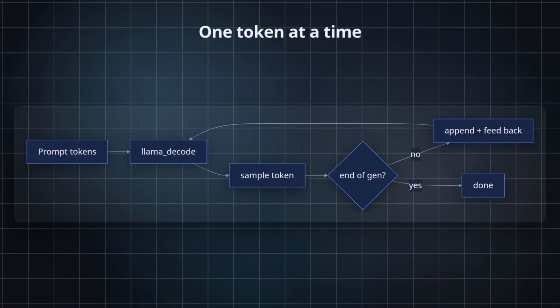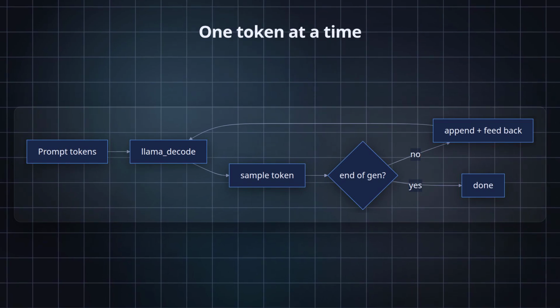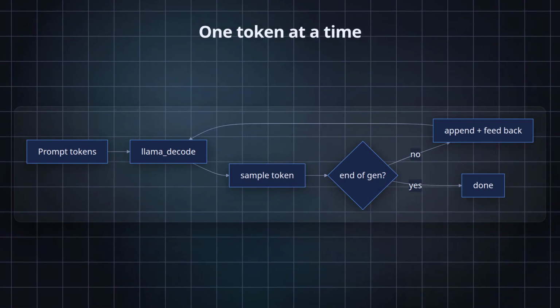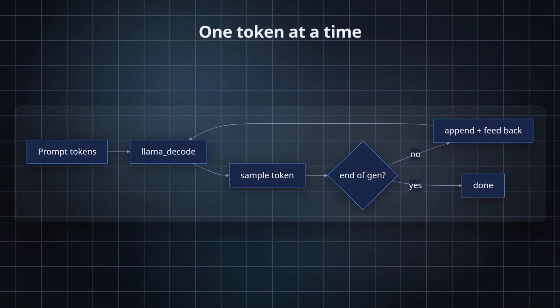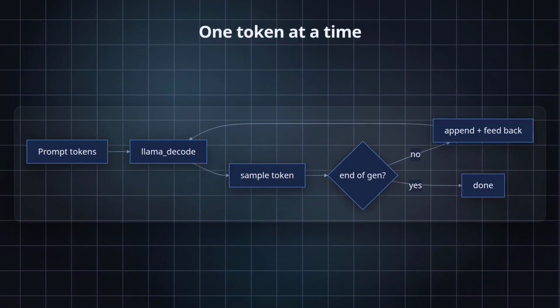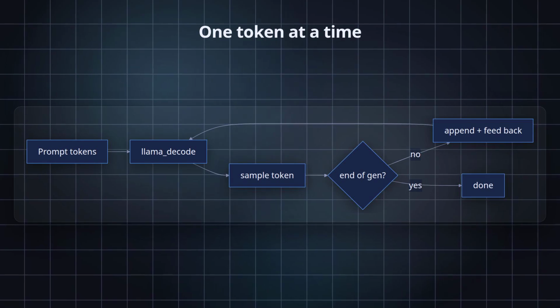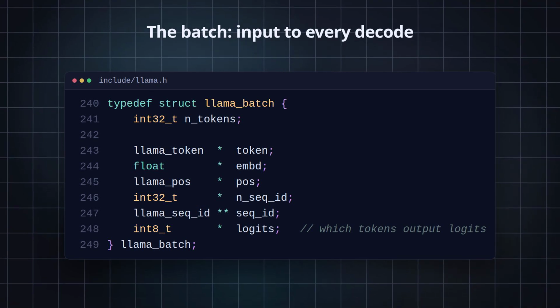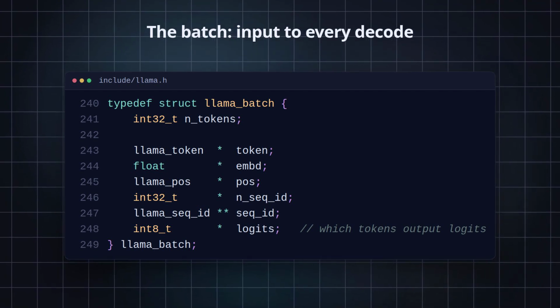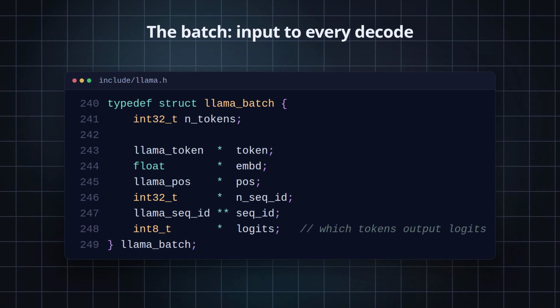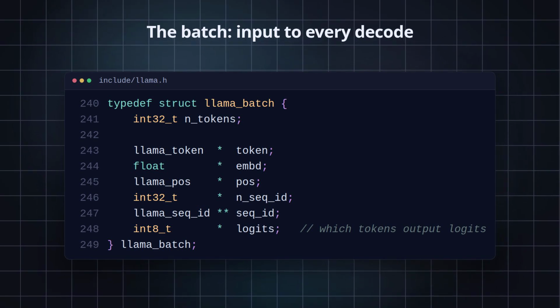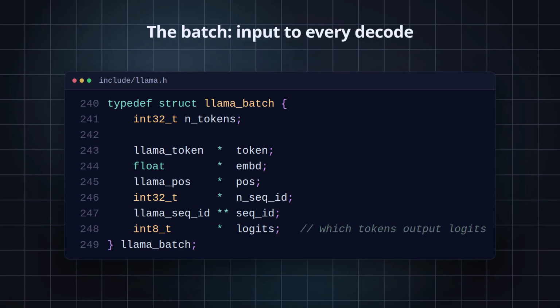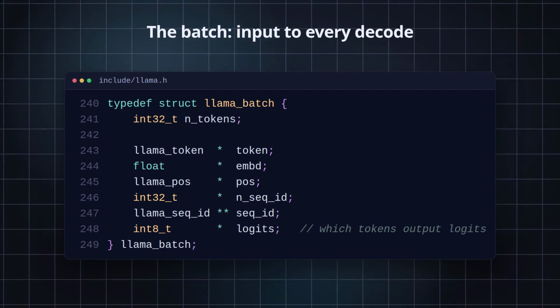Drawn out, the loop is a simple cycle. Decode the batch, read the logits, sample a token, append it, and repeat until the model emits end-of-generation or the length limit is reached. What flows into llama_decode is a batch. It bundles the token IDs, their positions, and the sequence each one belongs to, so a single decode call can advance many independent conversations at once.